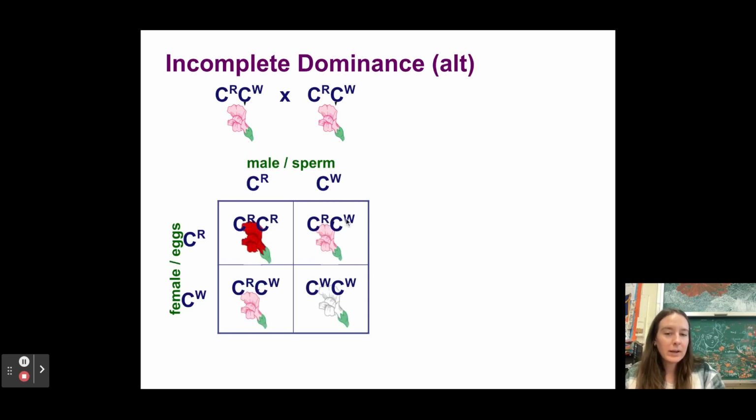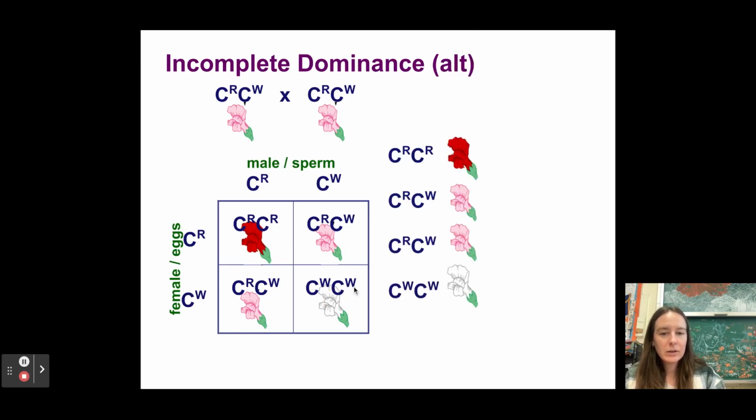A red and a white, now instead of having red be completely dominant, now it's incompletely dominant, and now white is showing up as well, blended, and now you have white for homozygous white. And then let's look at our ratios. So here are our genotypes and phenotypes.